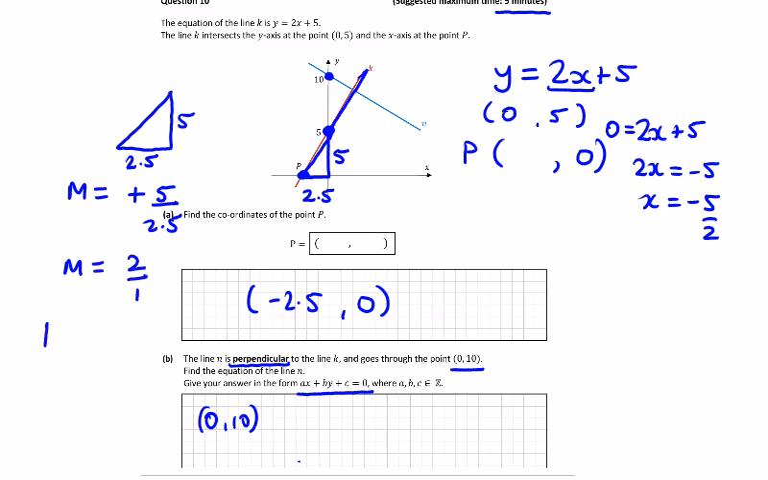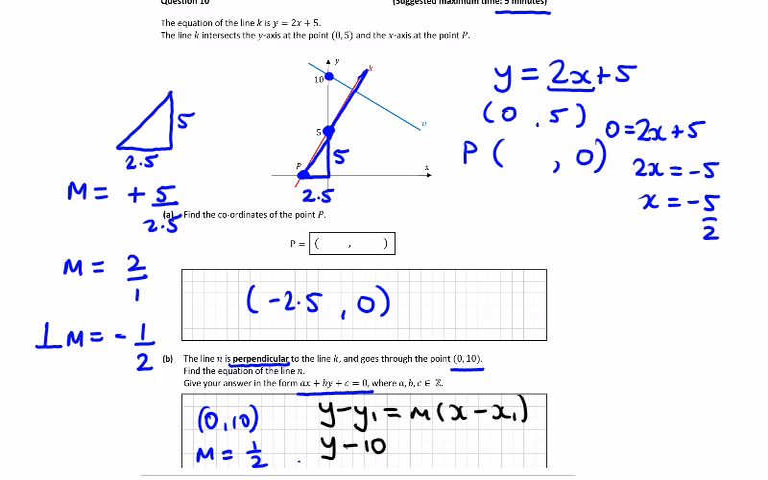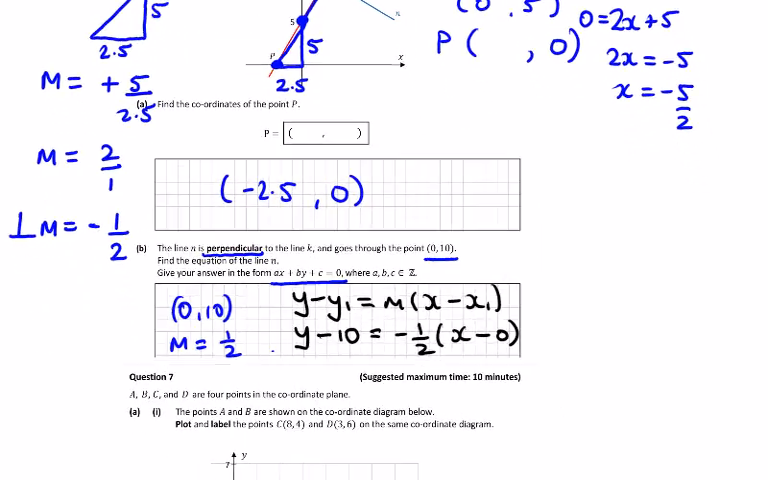The reason I'm writing it as 2 over 1 is because when we flip it to get the perpendicular slope, we need it as a fraction. So we're going to get minus, change the sign, flip the fraction. So now we have the point 0, 10, and we have our slope of minus 1 over 2. And we fill this information into the formula you've already learnt off by heart. y minus y1 is equal to m times x minus x1. So y minus 10 is equal to minus 1 over 2 times x minus 0, which is just x.